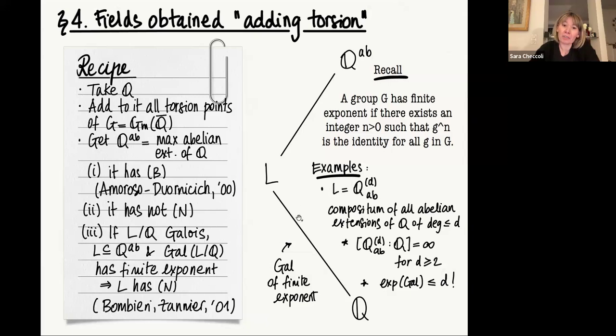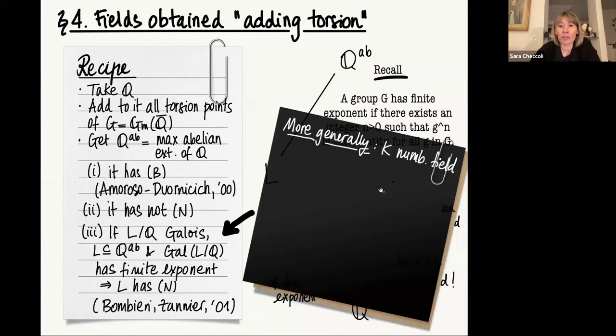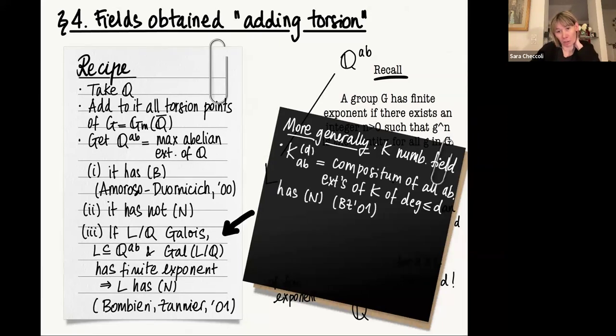I said this is another example of fields inside Q^ab with this property, but essentially these are all the examples of the fields in Q^ab with this property. They are all subfields of guys like this. And more generally, if you have a number field, what Bombieri and Zannier proved is that the compositum of all abelian extensions of degree at most d of this number field, which I call here K^(d)_ab, has the Northcott property.